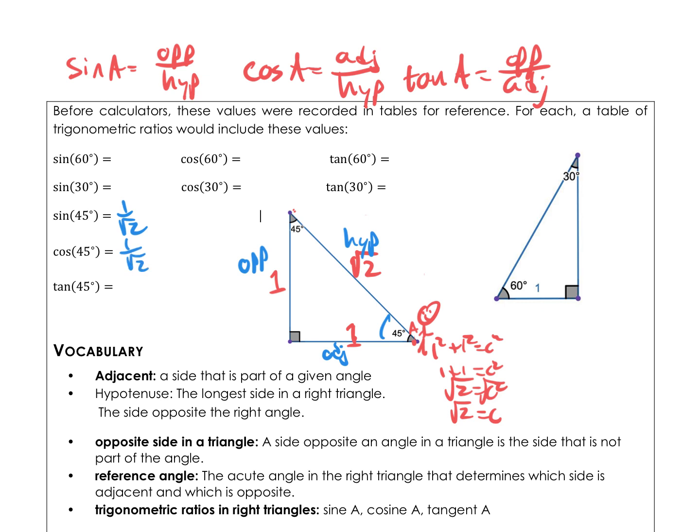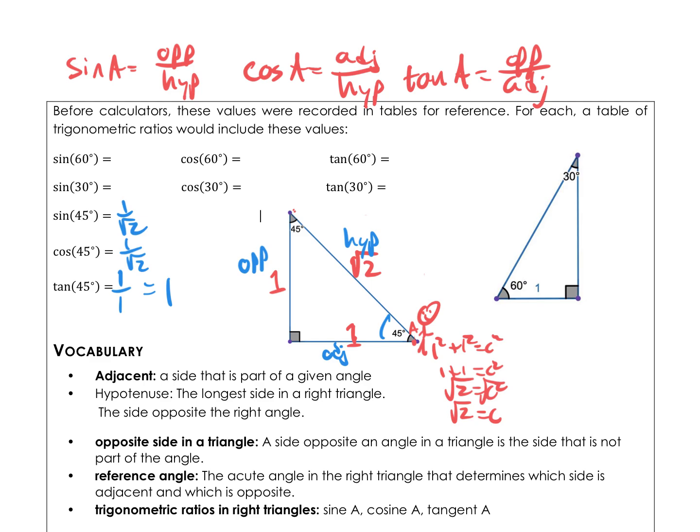And the tangent is opposite over adjacent here. So the opposite is 1, the adjacent is 1. So the tangent is 1 over 1, which is 1. And that's going to be a useful relationship.